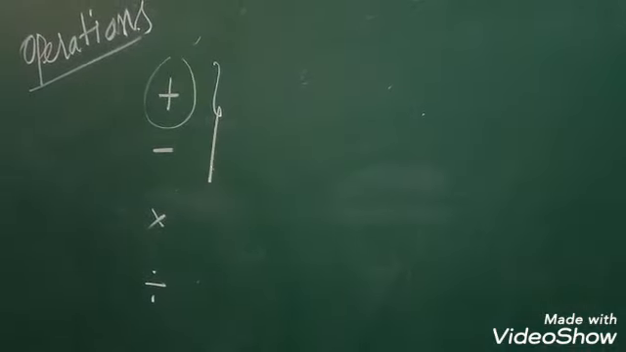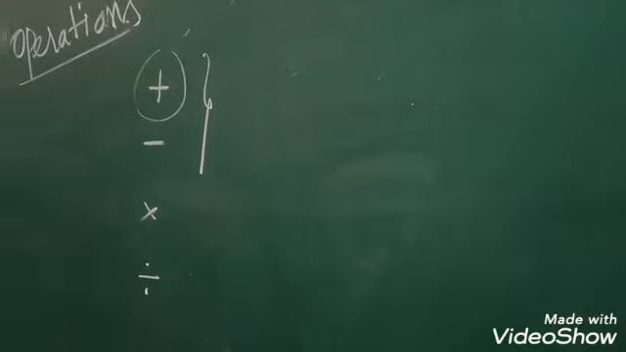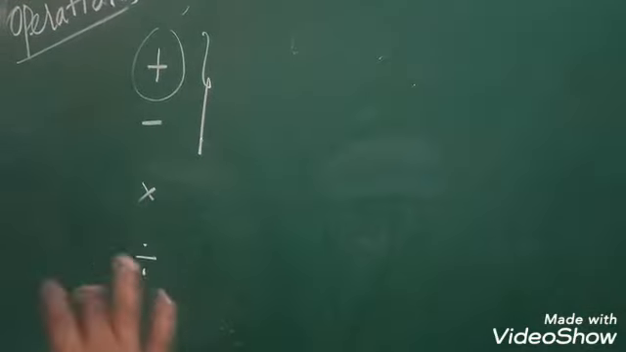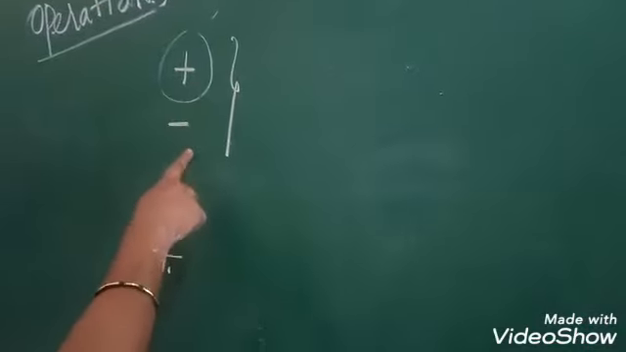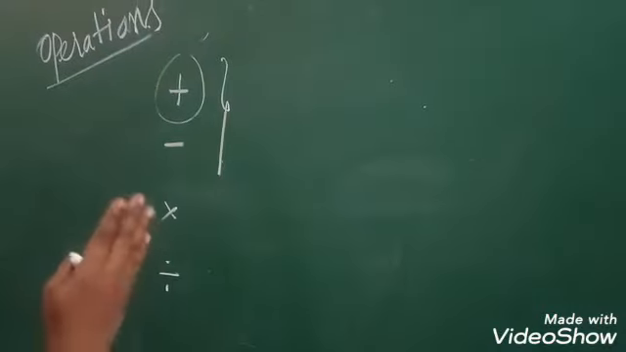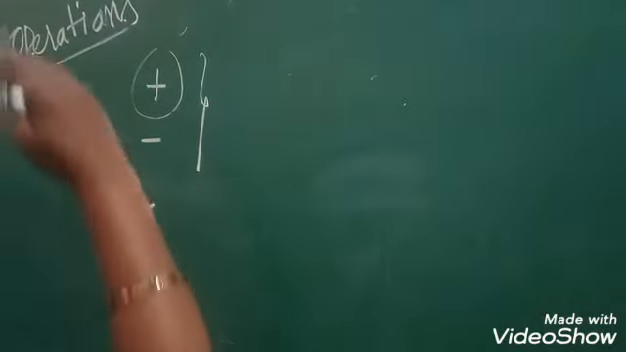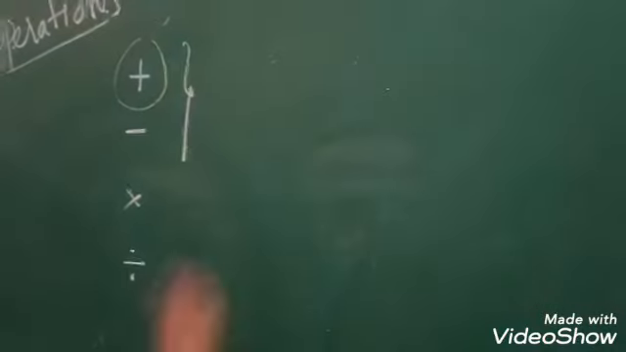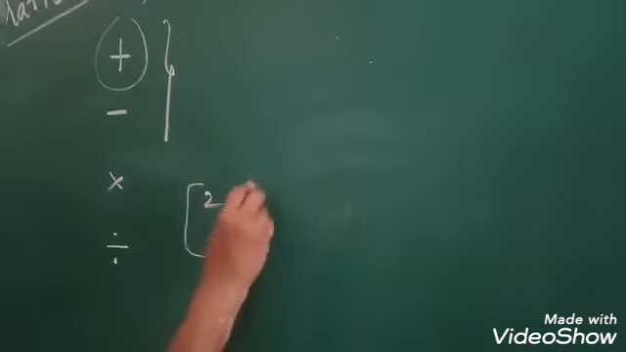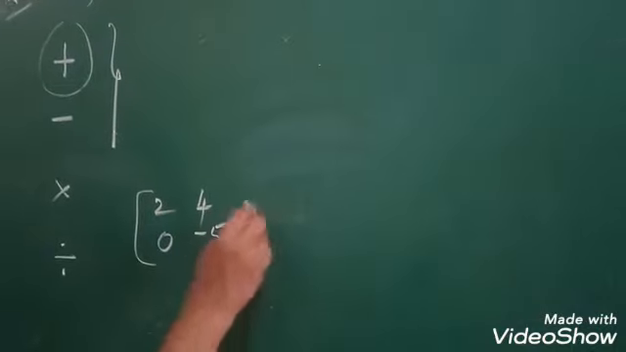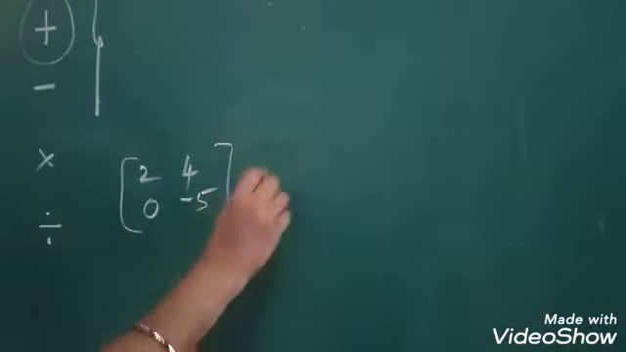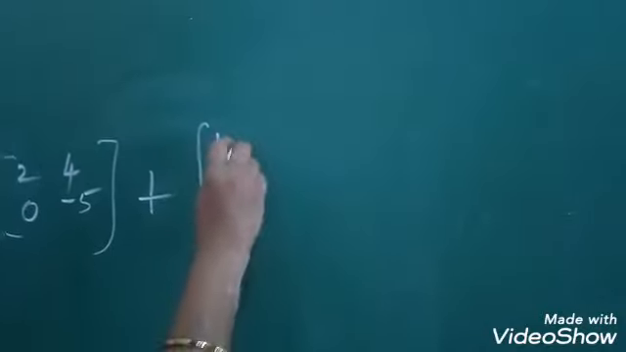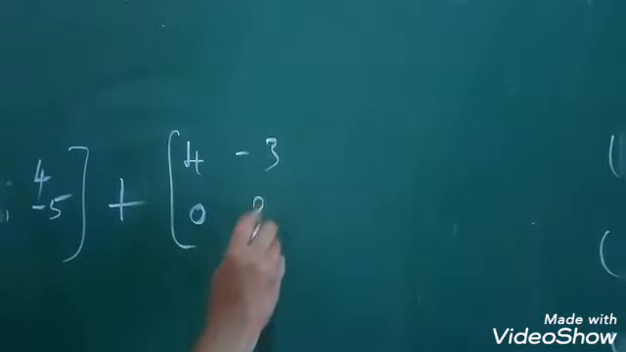Do you all know the equal matrix? What is an equal matrix? Rows and columns should be equal, or otherwise the order is the same. Then only we can add or subtract. Okay girls. Here we will see one example. Here is one matrix: 2, 4, 0, minus 5. Then another matrix I am going to add, girls: minus 3, 0, or 2.